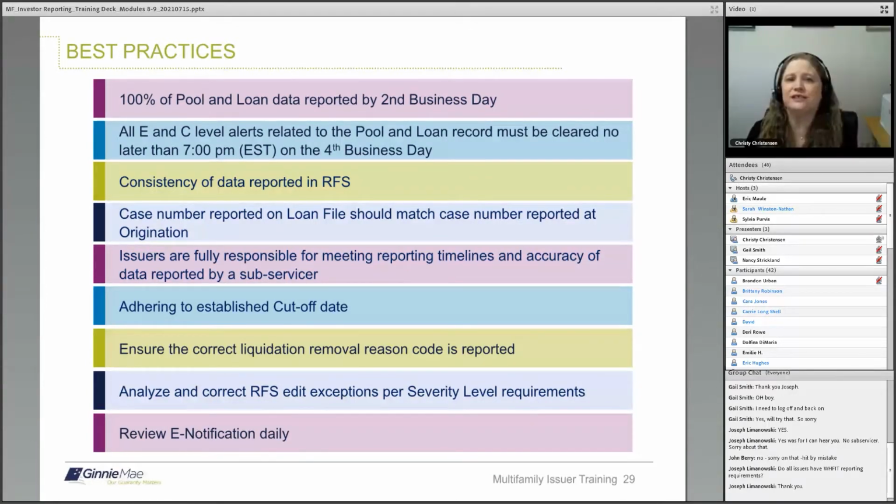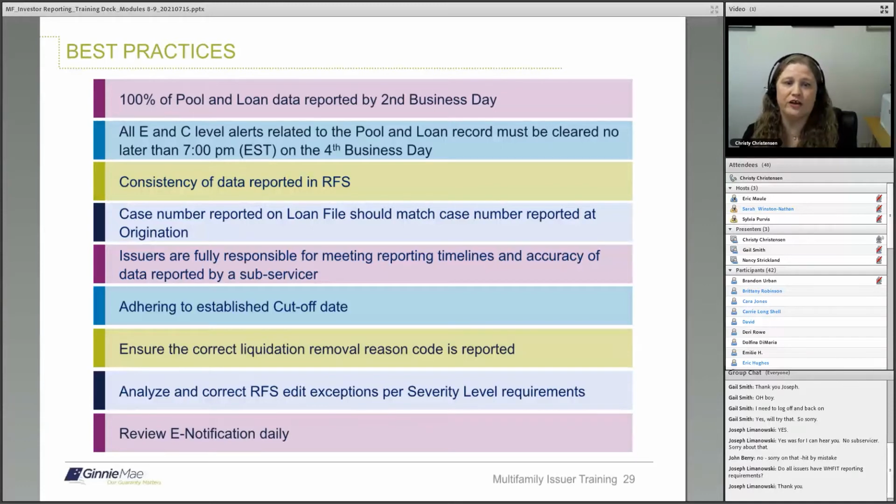This slide shows a list of best practices for issuers. Again, 100% of pool and loan data must be reported by close of business on the second business day. All E and C level exceptions related to pool and loan records must be cleared no later than 7 p.m. Eastern Time on the fourth business day. There should be a consistency of data reported in RFS. The case number reported on the loan record should match the case number reported at origination. Issuers are fully responsible for meeting reporting timelines and accuracy of data reported by subservicers.